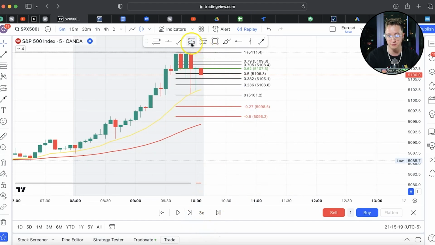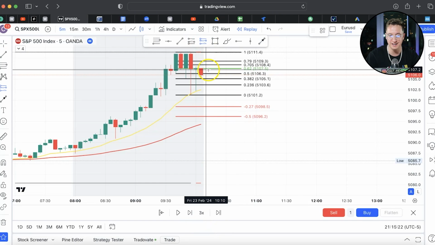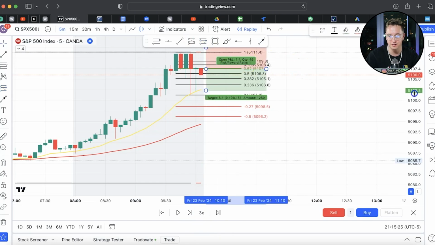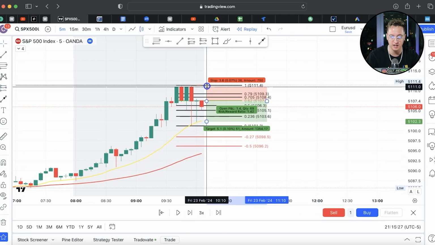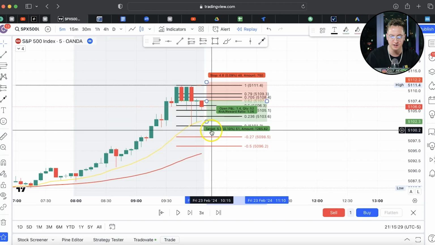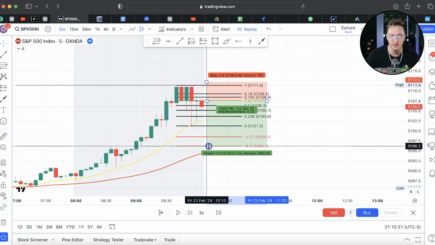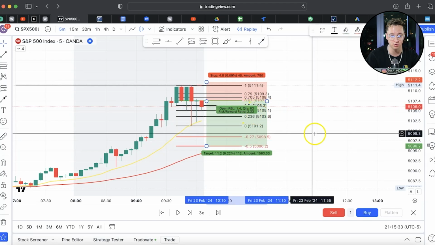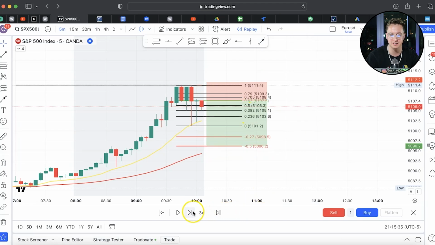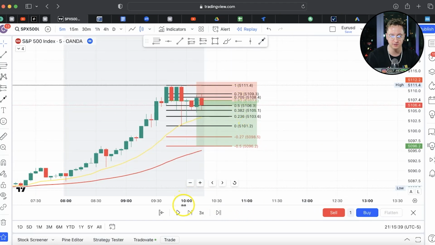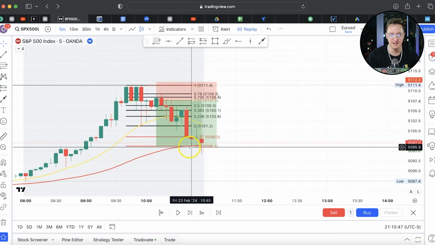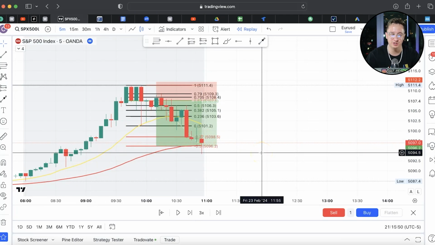We would honestly be looking to be sellers right in this area right here. And then what are we going to do with our stops? We're going to have it right above this high to be safe. TP down here. This is a really nice risk to reward ratio now. Play it back. Price comes in and retests those levels again. TP is hit. That's what you guys want to be seeing.